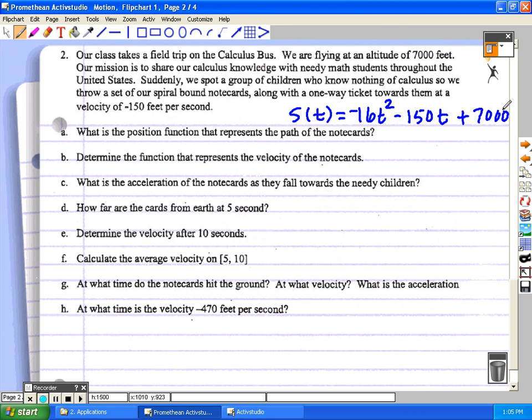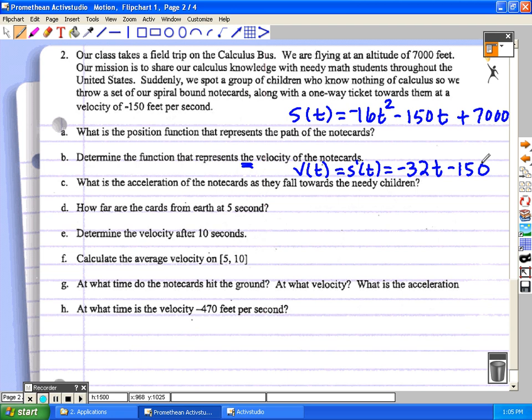Determine the function that represents the velocity of the note cards. Since it says the velocity, that's indicating that we're looking for the instant velocity, which is the first derivative of position. So we're going to use the power rule and get negative 32t minus 150, and that is a formula that I can use to find the instant velocity at any time of the note cards.